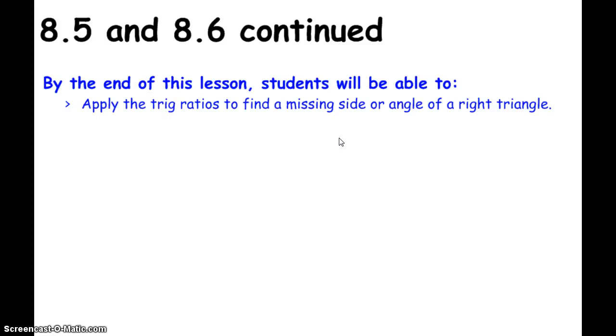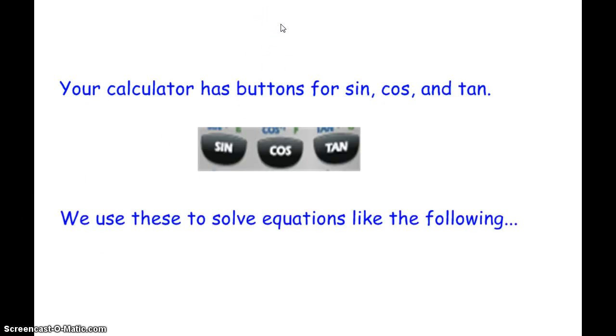Okay, so hopefully you've watched the video of the basic trig functions, the introduction. If not, go back and watch that first, because that gives you the information you're going to need for this video, which is to find missing sides and angles of a right triangle using our trig ratios. So we're going to start with talking about how you can use your calculator to help you out here. You are going to need it for a lot of questions.